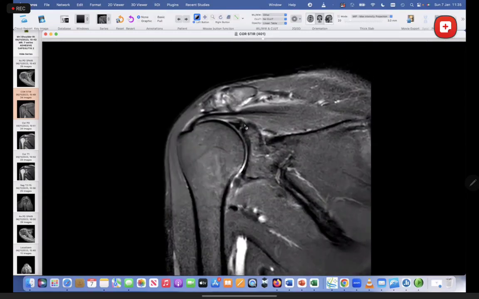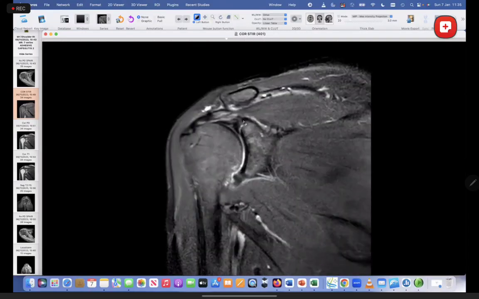If you see bright signal heading backwards, then that's a normal variant called the sublabral recess. But if you see signal heading away in this direction, then that is a SLAP tear. And the most common type of SLAP tear is a type 2 SLAP tear. So, basic rule, if you see brightness heading away from the joint, call it a SLAP tear. If you see it heading towards the glenoid, ignore it as a normal variant.